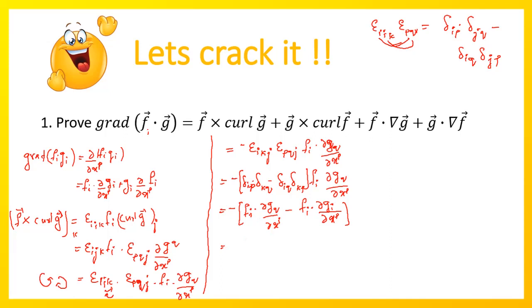Now, here an ith term is dotted with the ith term of something. So what will you get from this? You will get it as f dot del g. That is, you will get it as f dot del g. We have a minus sign here, and plus of fi dot ∂gi by ∂xp.